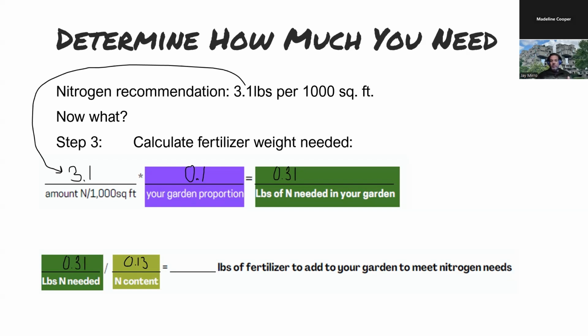We need 0.31. Now, if we had 1,000 square feet, we could skip the whole garden proportion and we'd put 3.1. However, we'll just go with 100 square feet. We take that 0.31 pounds of nitrogen. We divide that by the content in the product, the percent, 0.13. And in this case, we need 2.4 pounds of fertilizer, or pounds of blood meal, to meet the nutrient requirements that the lab recommended.